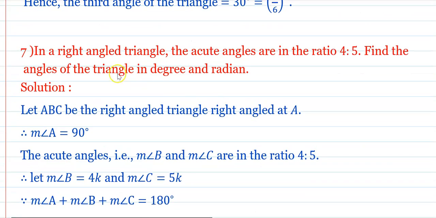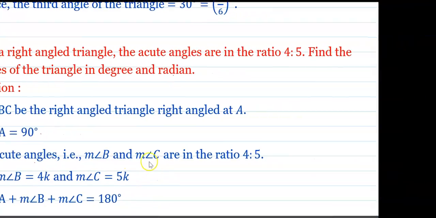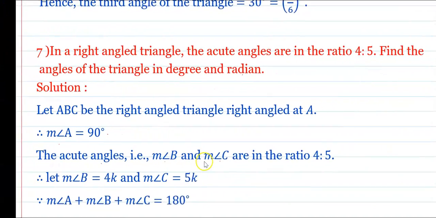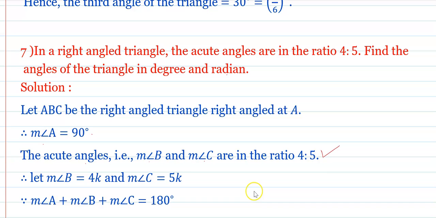Next, in a right angled triangle, the acute angles are in the ratio 4:5. Find the angles of the triangle in degree and the radian. या टाइपचा प्रॉब्लेम आपण सॉल्व एक्झाम्पल मध्ये देखील केलाय. Let ABC be the right angle triangle. Right angle at A. Okay, measure of angle A is 90 degree. The acute angles, that is the measure of angle B and the measure of angle C, are in the ratio 4:5. And let common multiple be k.